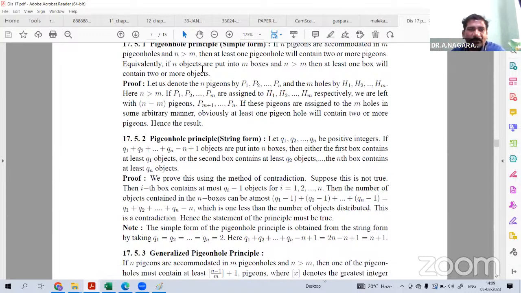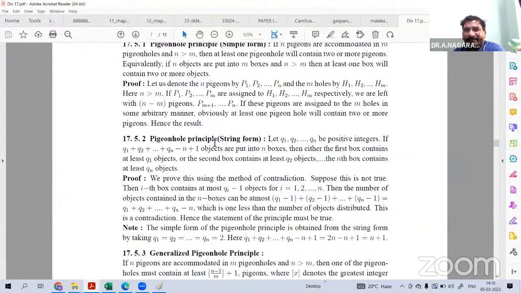Now, coming to the proof, let us denote the n pigeons by p1, p2, and so on up to pn, and the m holes by h1, h2, and so on up to hm. And here n is greater than m. If p1, p2, and so on up to pm are assigned to h1, h2, and so on up to hm respectively, we are left with n minus m pigeons, pm plus 1 and so on up to pn. If these pigeons are assigned to the m holes in some arbitrary manner, obviously at least one pigeonhole will contain 2 or more pigeons, hence the result holds.